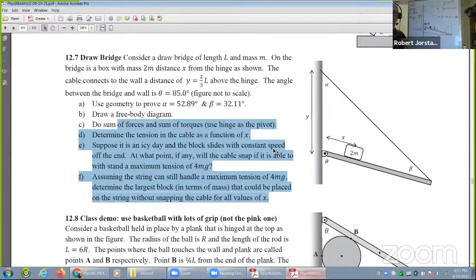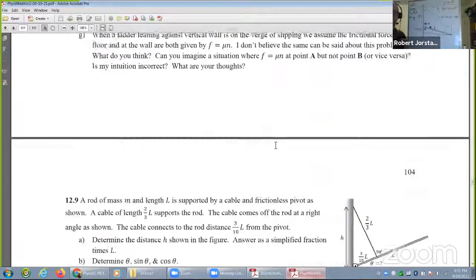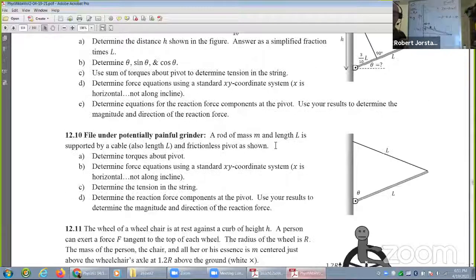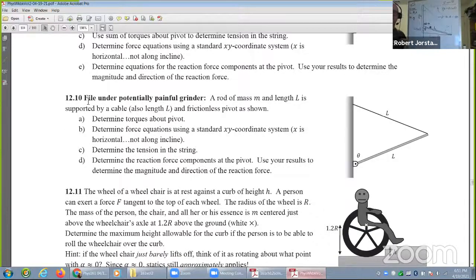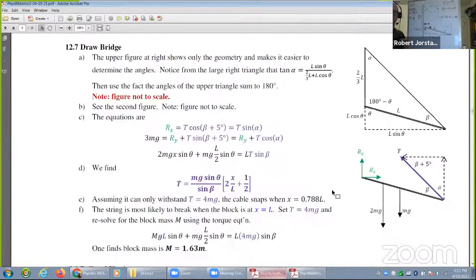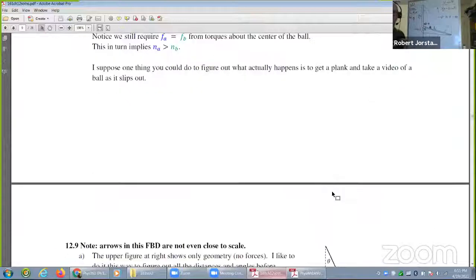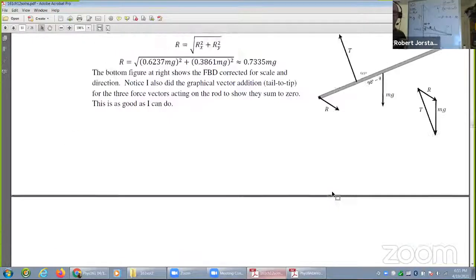Okay. I do want to say one last thing. I want you to notice 12.10, file under potentially painful grinder. What do I mean by that? This problem can be hell if you don't see what to do. So just to allude to that, 12.10, I just want to show you.